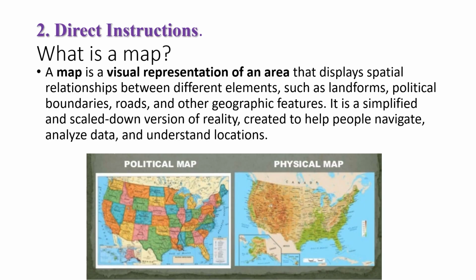And after that, we start with the direct instruction. We are going to establish the real concept, a clear concept. What is a map? A map is a visual representation of an area that displays spatial relationships between different elements, such as landforms, political boundaries, roads, and other geographic features. It is a simplified and scaled down version of reality, created to help people navigate, analyze data, and understand location. It's very clear, and we have examples of maps.